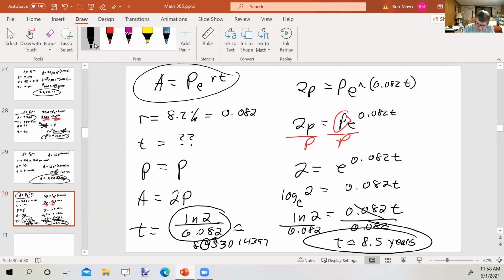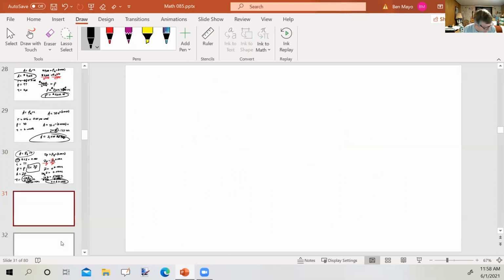0.082. What is that? That's r. So it seems to me that t is the natural log of 2 over r. And in fact, it is. In fact, that's a shortcut formula for finding the doubling time of something that is growing continuously. All right. Let's take a look at another example.